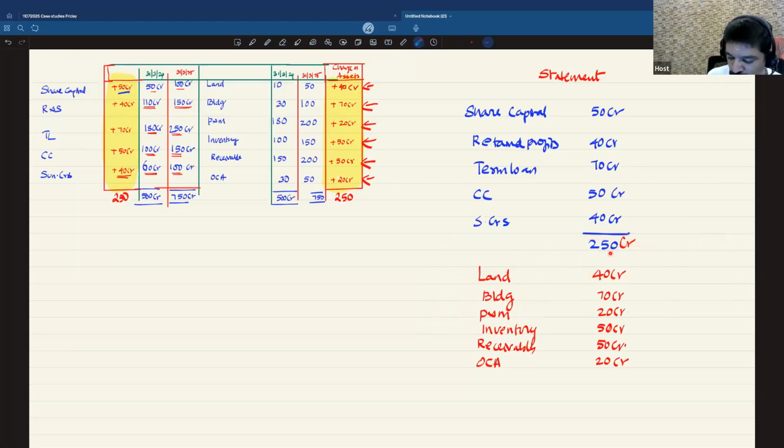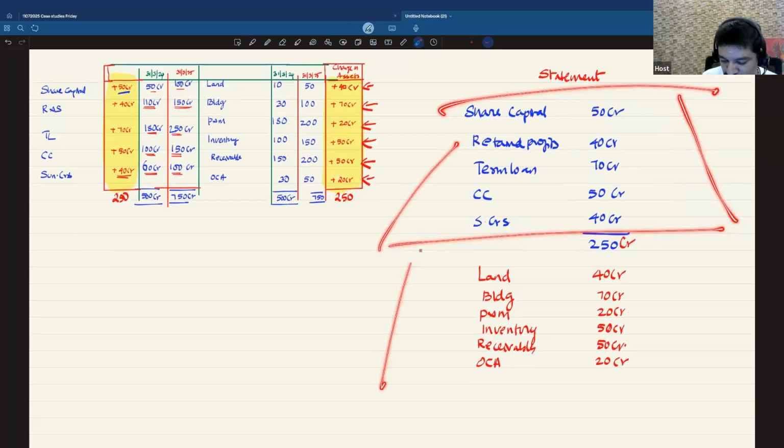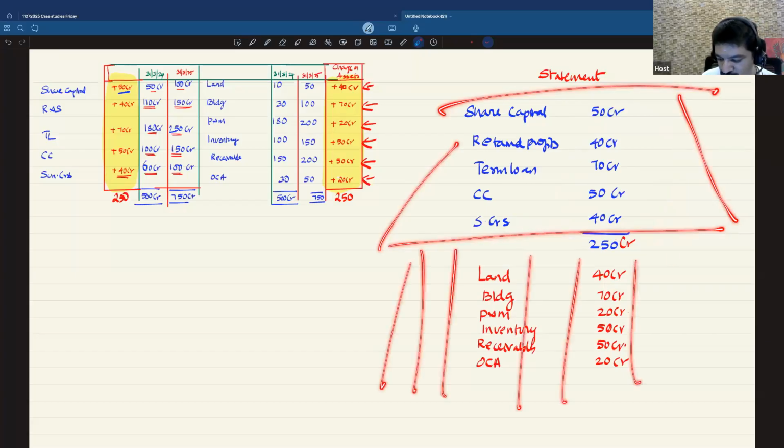So this 250 crore has actually flowed for land, for building, for plant and machinery, for inventory, for receivables, for other current asset. Are you getting the picture of it? Are you getting the waterfall picture, or dam, water flow, whatever? So money came into the company like a water catchment area. The catchment water level is 250 crore and that had flowed for various purposes.